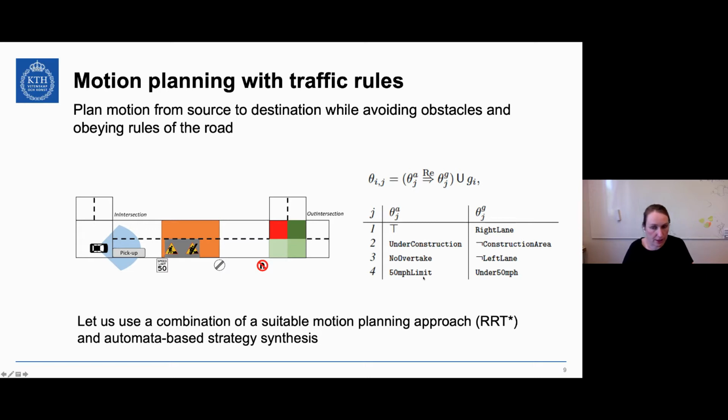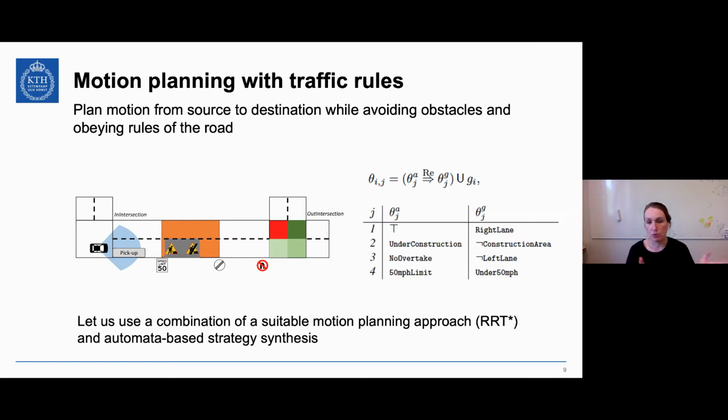You want to stay in the right lane. When you see a sign saying under construction, you should not enter a construction area. When you see a sign saying no overtake, you should not enter the left lane. When you see a sign saying 50 miles per hour limit, then you should keep moving under these 50 miles per hour. So this all sounds legit, right? We can all do that.